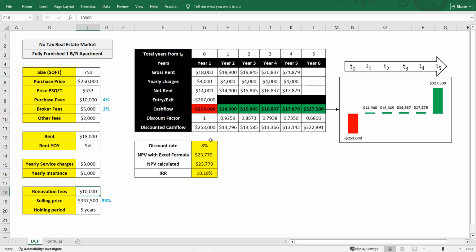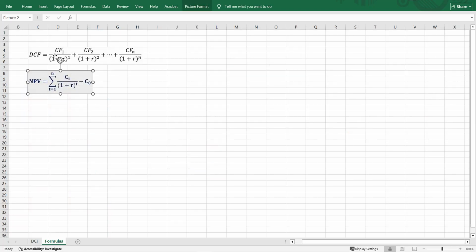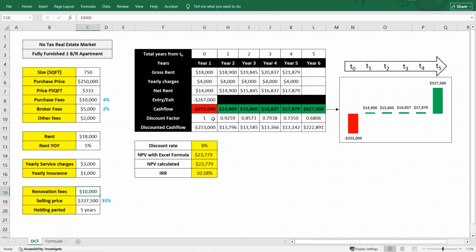And as we have said, to calculate the discounted cash flow in this formula, we have the cash flow in the first year multiplied by 1 over 1 plus r to the power of the year. So here we have the first year, the second year, then we have the third, the fourth, and the fifth. In our case, this is the cash flow at time t0, so this is C0.